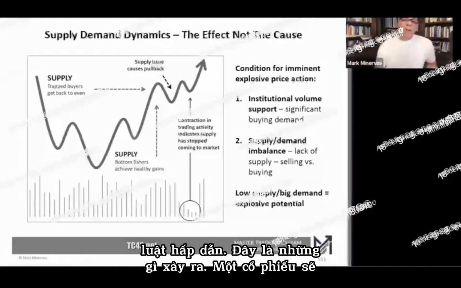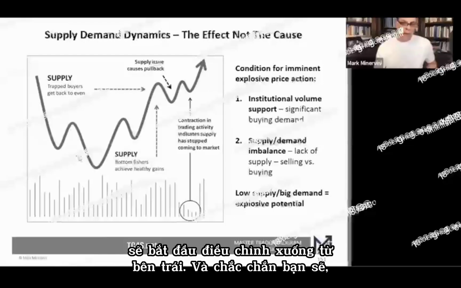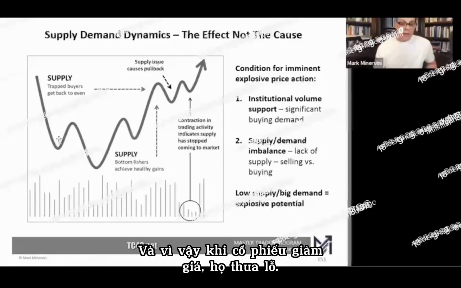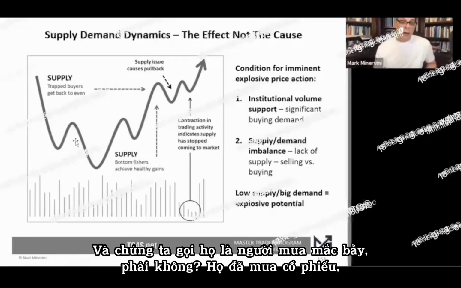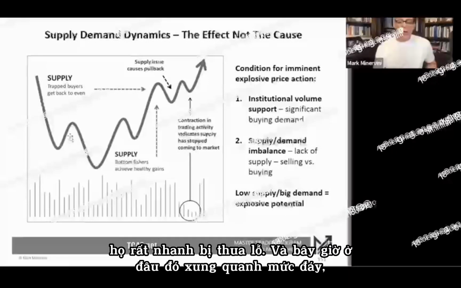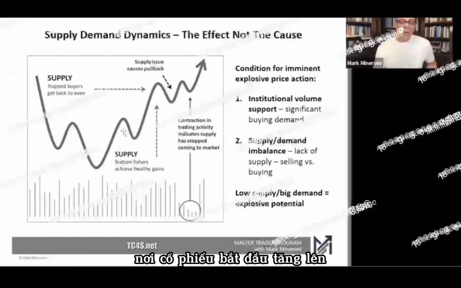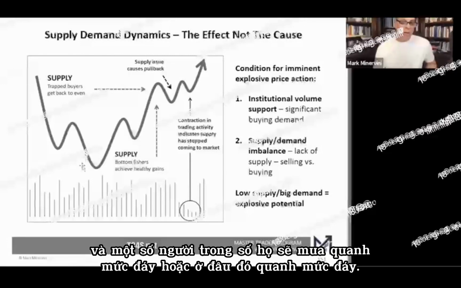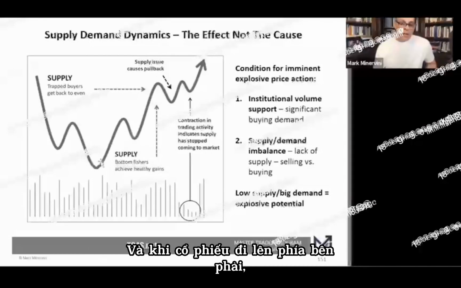So here's what happens. A stock will start to correct down that left side, and inevitably you'll have people that bought the stock around the highs, and so as the stock comes off, they're at a loss, and we call them trapped buyers, right? They bought the stock, they're very quickly at a loss. And now somewhere around the lows, where the stock starts turning up, you'll have buyers along the way, and some of them would have bought around the lows or somewhere around the lows.